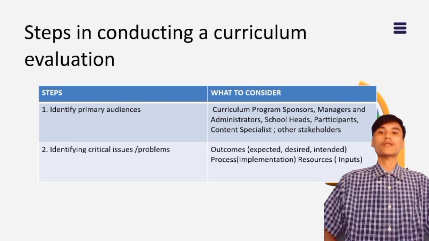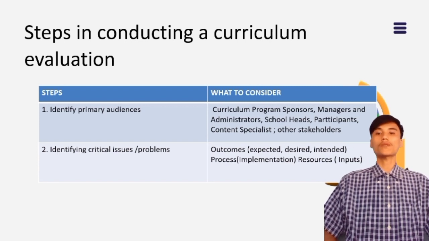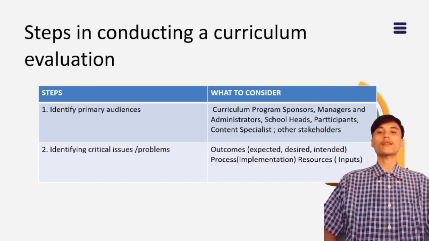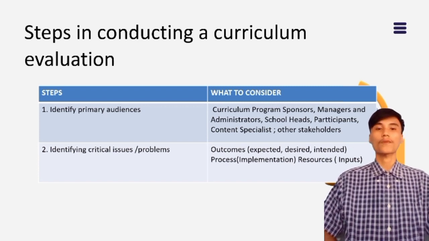There are 8 steps in conducting a curriculum evaluation. First, identify primary audiences and what to consider: curriculum program sponsors, managers and administrators, school heads, participants like teachers and students, content specialists, and other stakeholders.